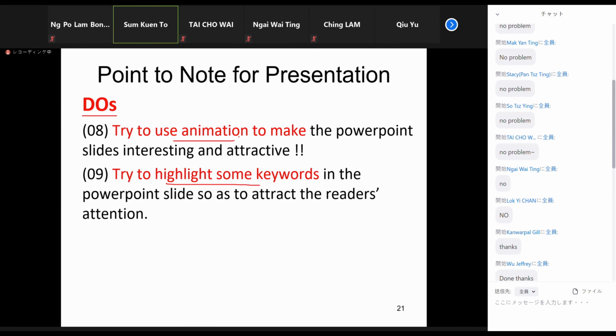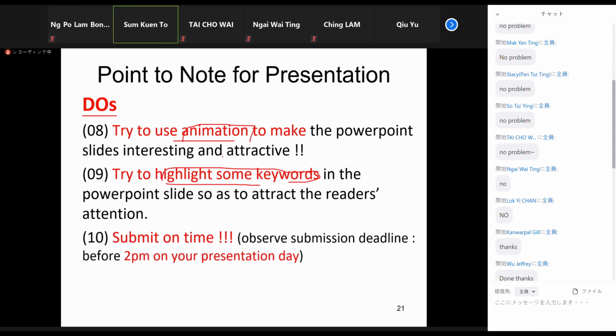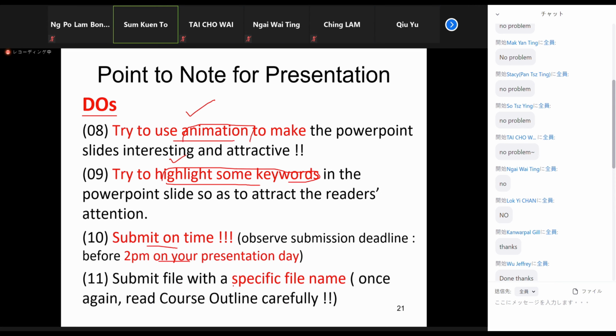So all these, even though we have a full sentence, I just highlight animation and then highlight the keyword in red. Also during the presentation, just like what I'm doing, you can use the pointer here to write something so that you can attract people's attention, theoretically speaking. And submit on time, and also use the specific file name.